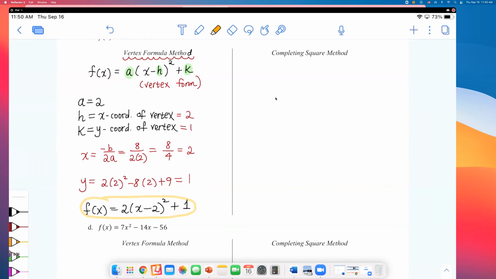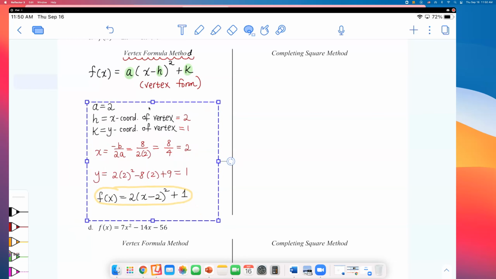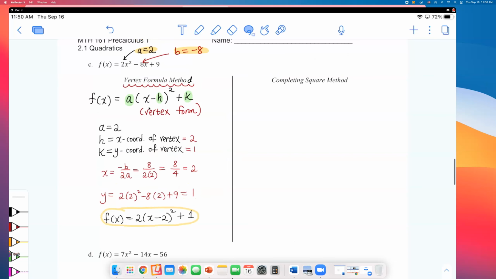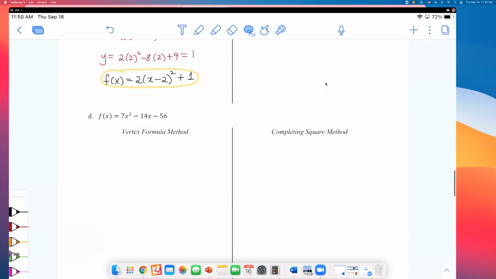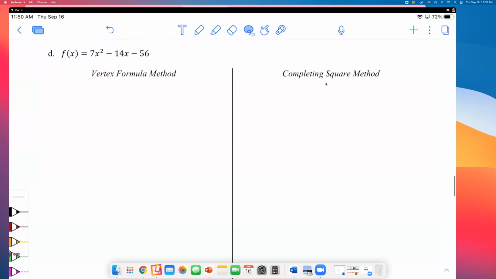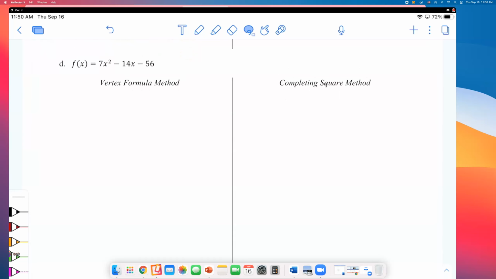So if you can just find a, h, and k, which are just the vertex of that parabola, you can simply plug a, h, and k into the vertex form to do this, okay? I think this is an easier method, but I'll come back and show you the other one soon. But in this video, let me do one more with 7x squared minus 14x minus 56. As you know, I need to find a, h, and k.